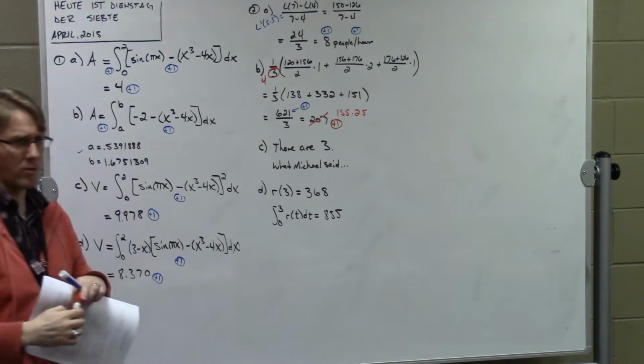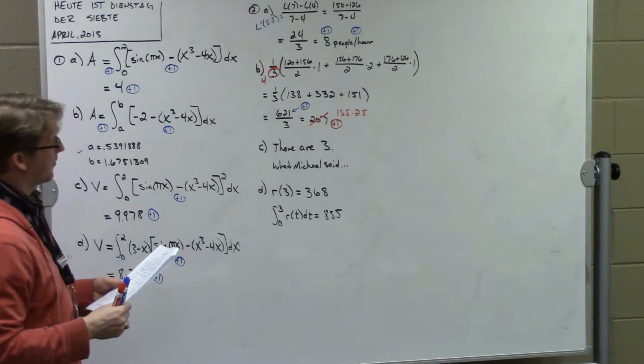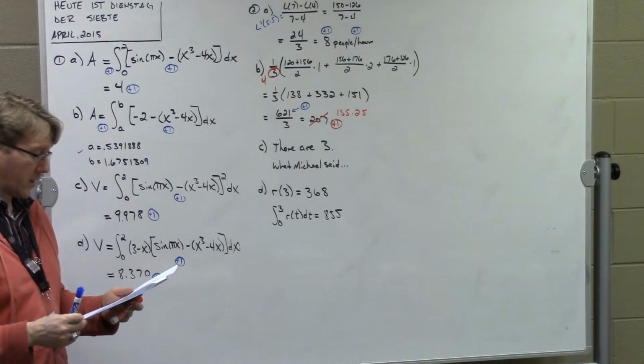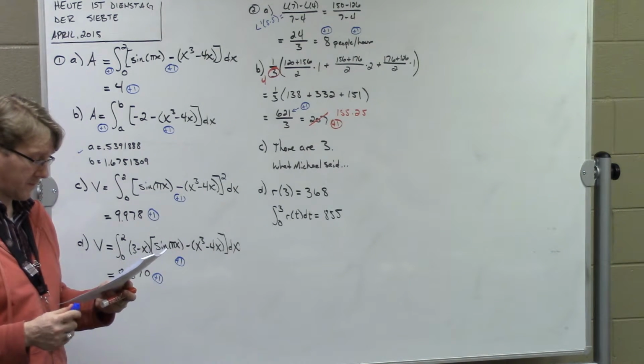Okay, and if you had put the 4 there, you would have gotten that one right. So we're up to 4 points. Part C is worth 3. Oh, yeah, I didn't get it because there's only 1.